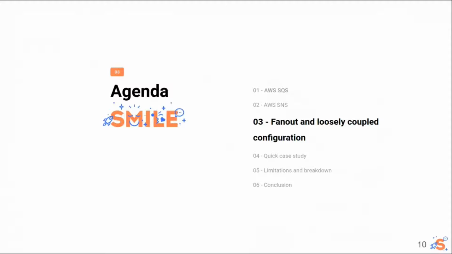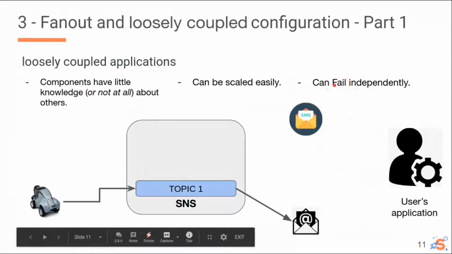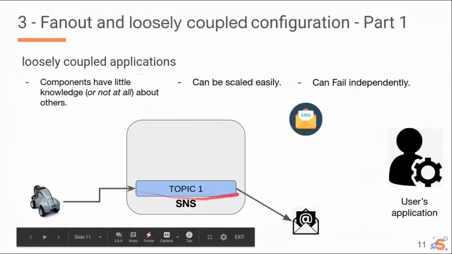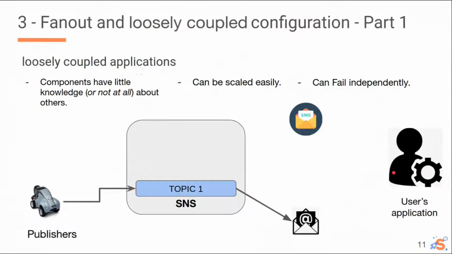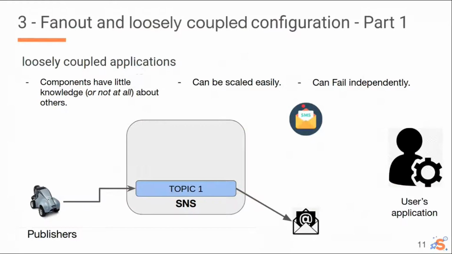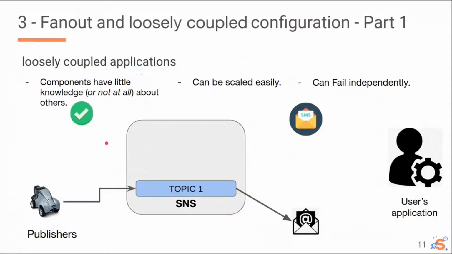Here we come to the most important part of the presentation, the loosely coupled configuration. Basically, loosely coupled applications mean that the components have little knowledge about others, that your system is able to scale, and that a component's failure will not affect the system adversely. So can we apply those three principles to our system? Let's see that. Our publishers have no idea about our user's application. Your user application doesn't have any idea about SNS. Your email doesn't know anything about your publishers. Yes, our components have little knowledge about others. We can validate the first point.